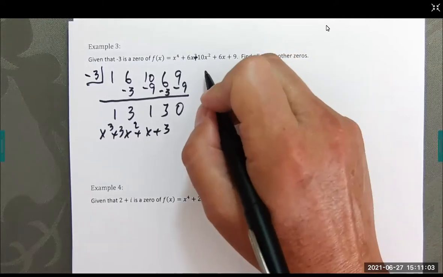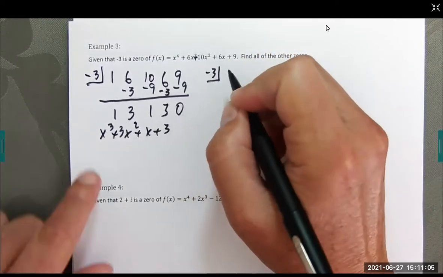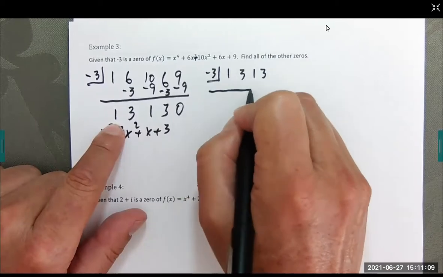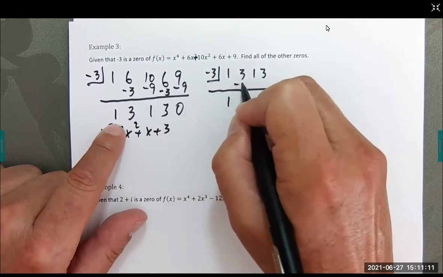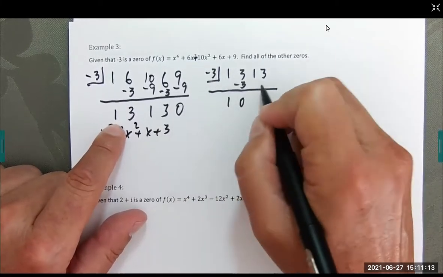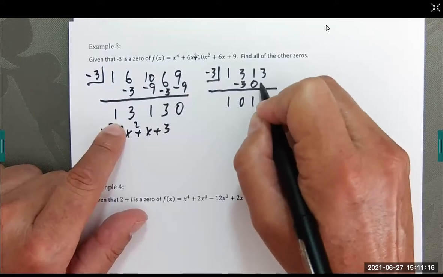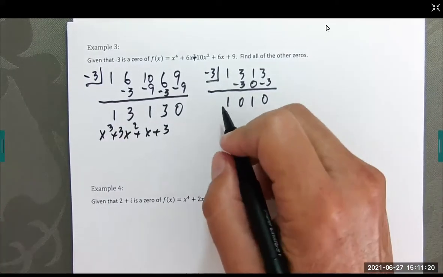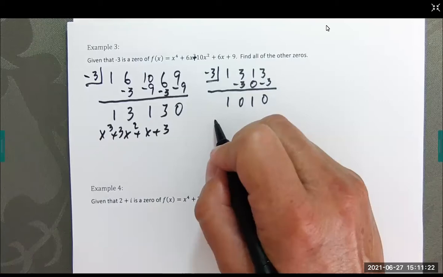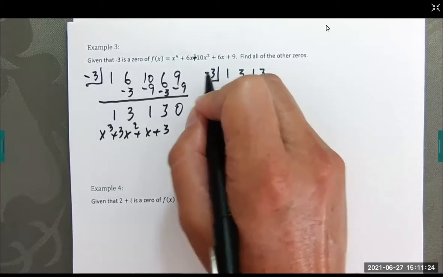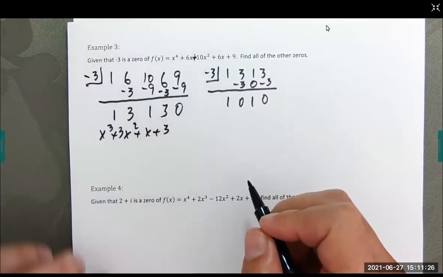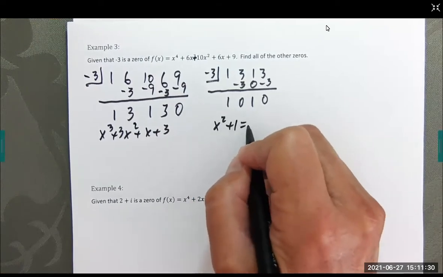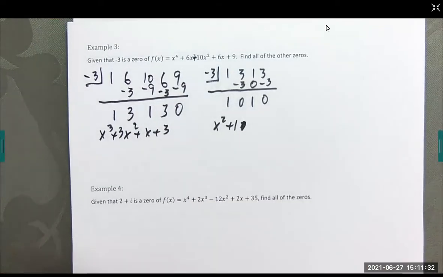Negative 3. So there's multiplicity with the negative 3, so we can do it again. Negative 3 now with our new function. So 1, 3, 1, 3, so 1, negative 3, 0, 0, 1, negative 3, 0. So look at that. So we have negative 3 with multiplicity 2 so far, and we're left with x squared plus 1 as our other factor.